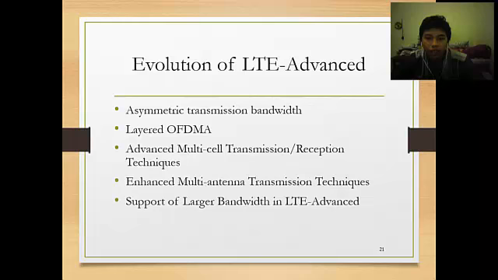Evolution of LTE Advanced. Number 1 is asymmetric transmission bandwidth. Number 2 is layered OFDMA. Number 3 is advanced multi-cell transmission or reception techniques. Number 4, enhanced multi-antenna transmission technique. Number 5, support of large bandwidth in LTE Advanced.